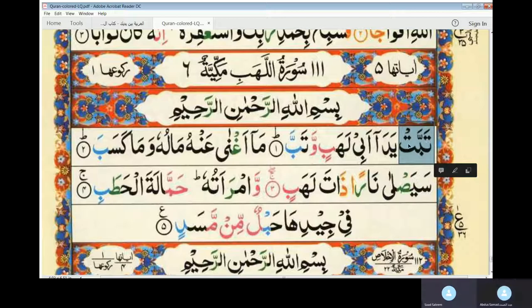In Tabbat, all vowels are short, so we'll keep it short.